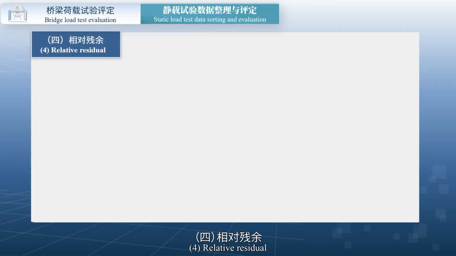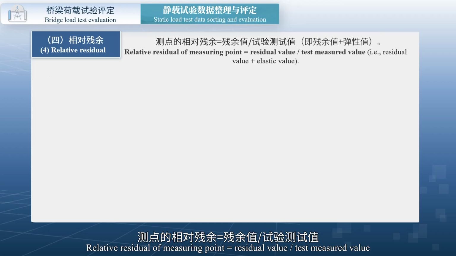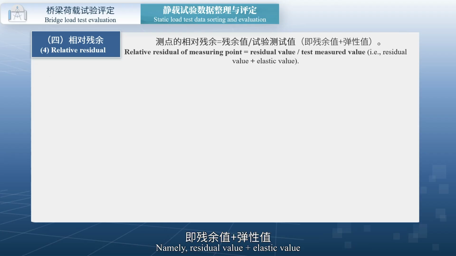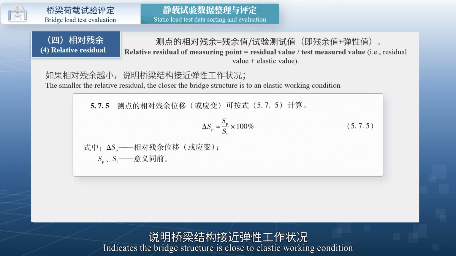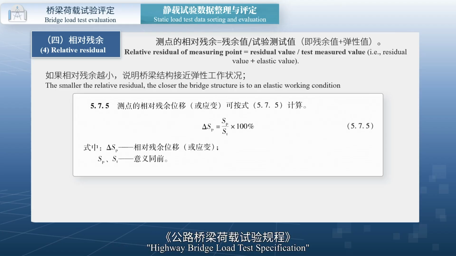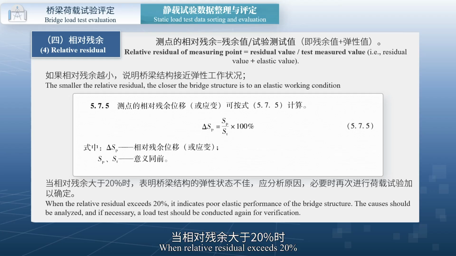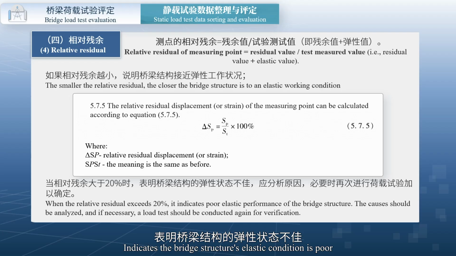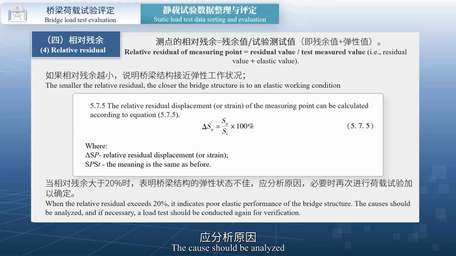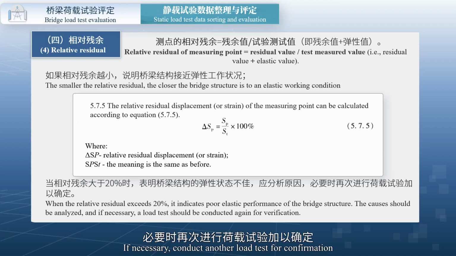4. Relative residual. The relative residual of a measuring point equals the residual value divided by the test measured value, namely, residual value plus elastic value. If the relative residual is smaller, it indicates the bridge structure is close to elastic working condition. As stipulated in Article 5.7.8 of the Highway Bridge Load Test Specification, when the relative residual exceeds 20%, it indicates the bridge structure's elastic condition is poor. The cause should be analyzed, and if necessary, another load test conducted for confirmation.